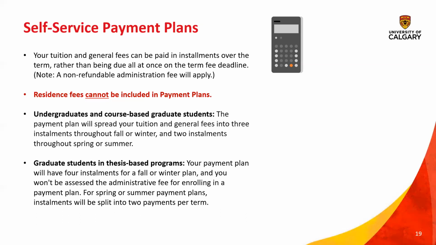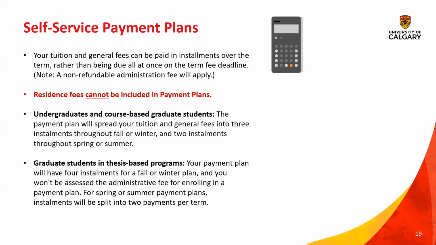Undergraduates and course-based graduate students, when they opt into the payment plan, it will spread the tuition and general fees into 3 installments. So instead of owing all of the funds for September 22nd, you would owe 1/3 at the end of September, 1/3 at the end of October, and 1/3 at the end of November. Or 2 installments through the spring and summer semesters.